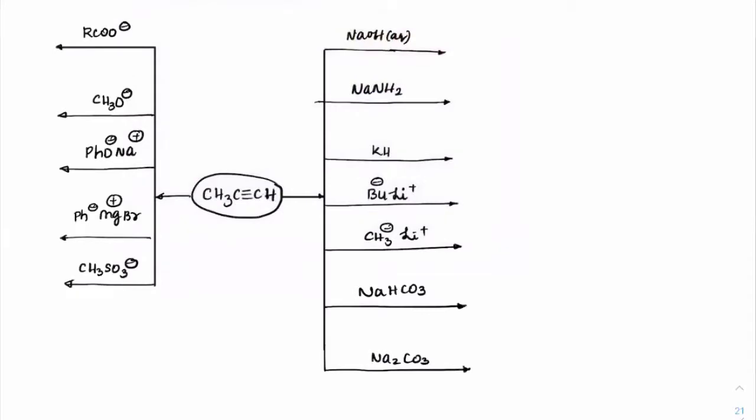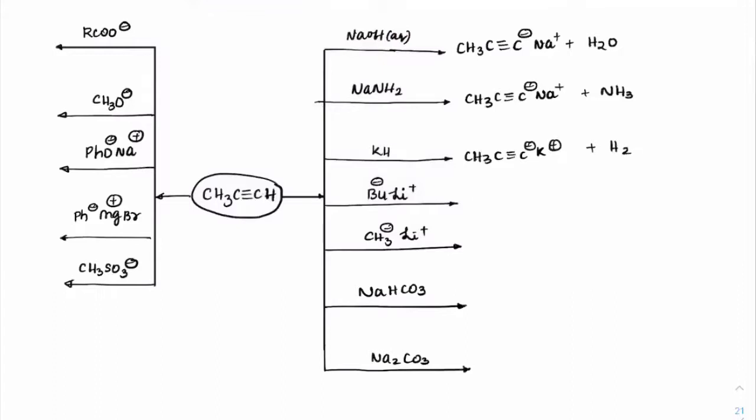What we are expecting is that CH3 C triple bond C minus Na plus, H2O is formed here. Next, CH3 C triple bond C minus Na plus, NH3 is formed. CH3 C triple bond C minus K plus, H2 is formed. CH3 C triple bond C minus Li plus, BuH, butane is formed. CH3 C triple bond C minus Li plus, methane is formed.